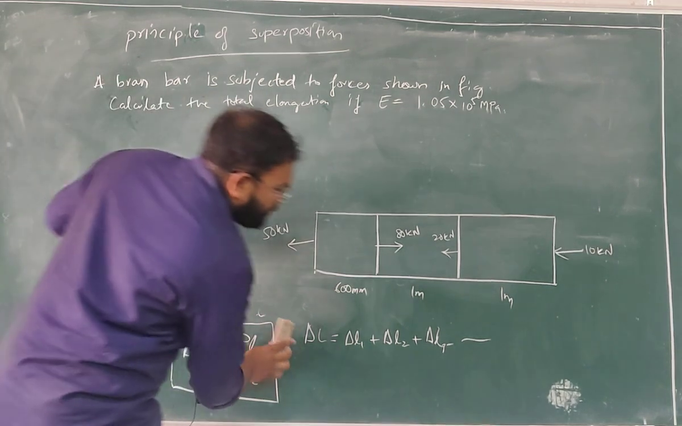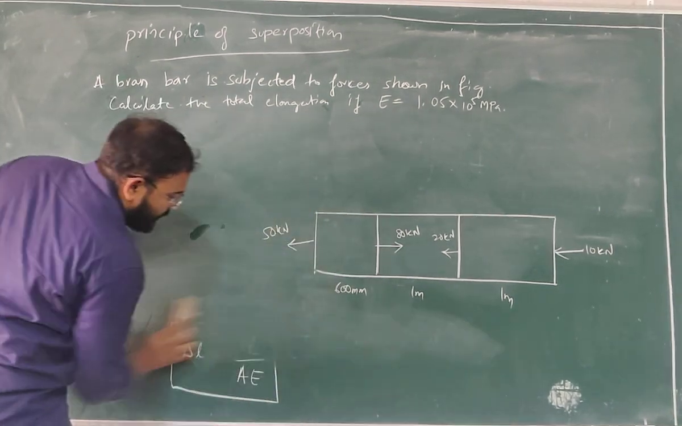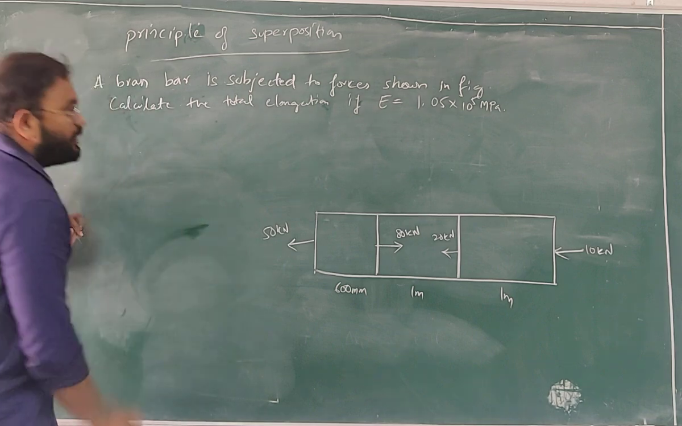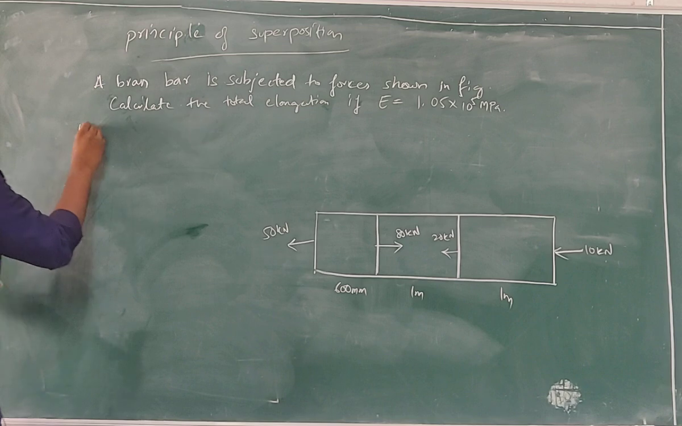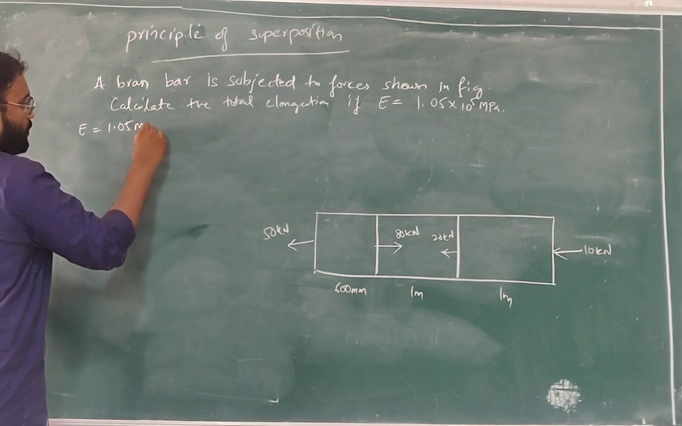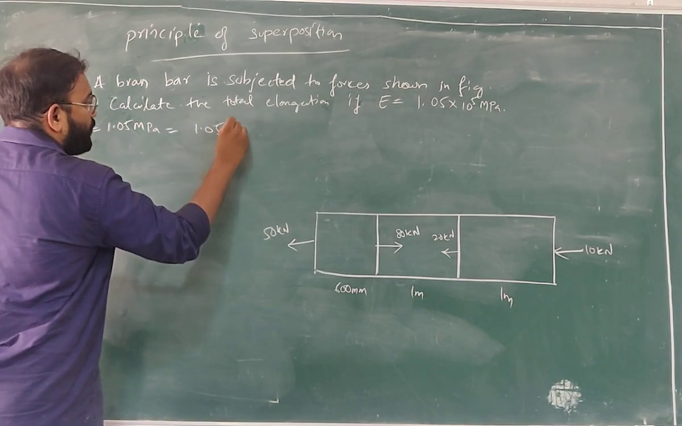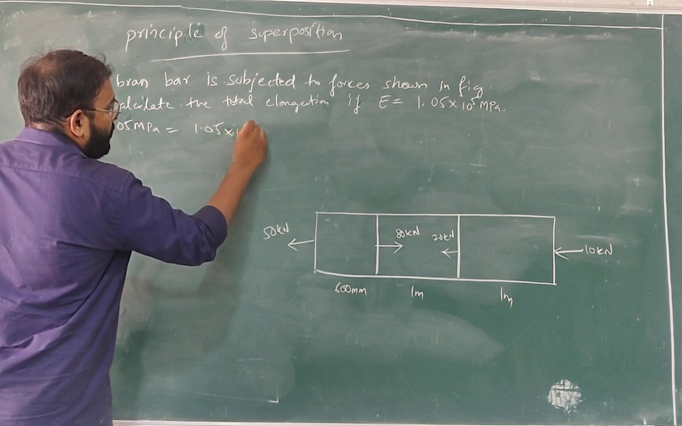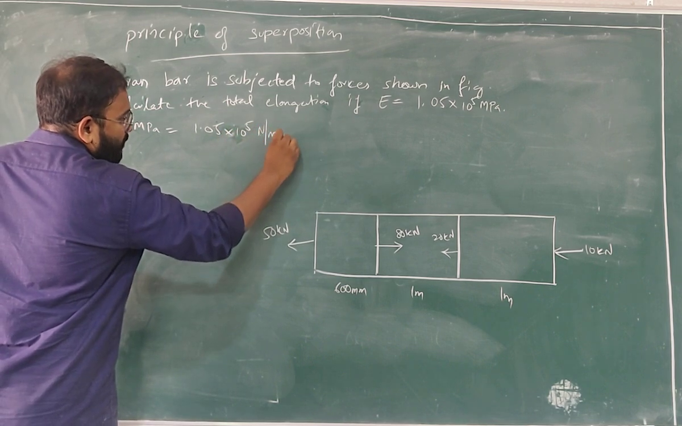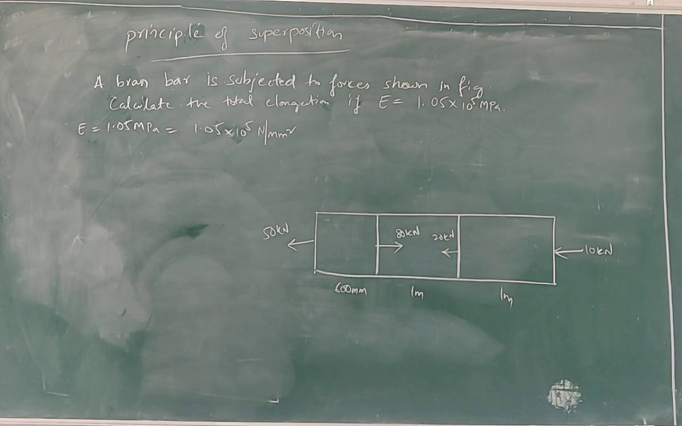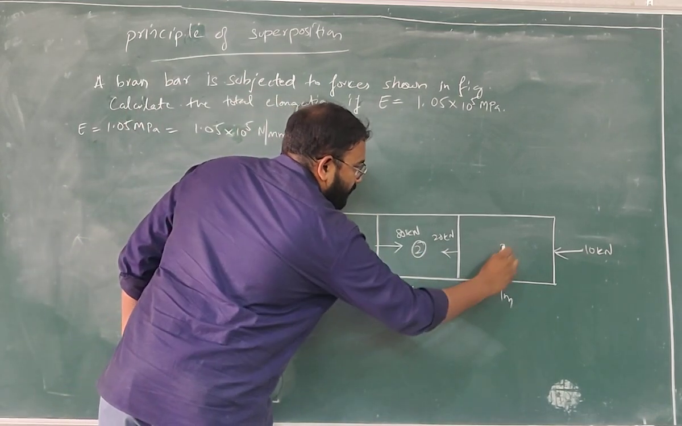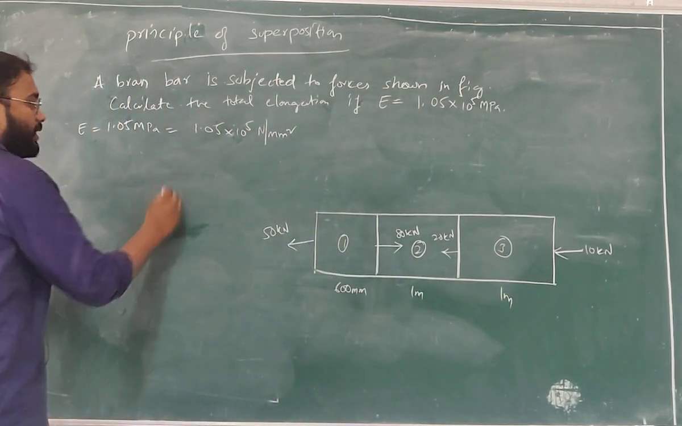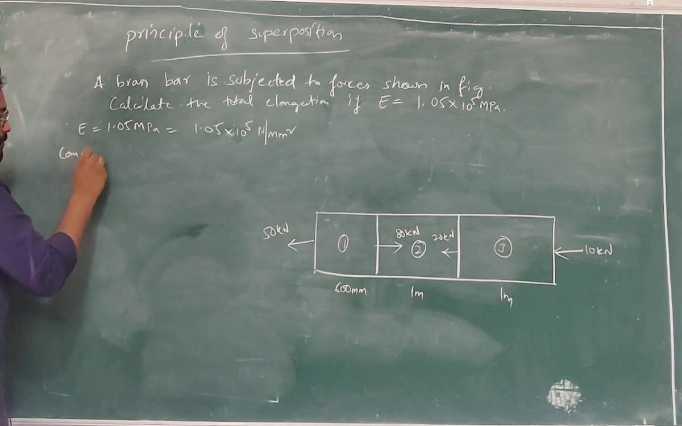Now what is given? This is a brass bar which has a Young's modulus of 1.05 times 10 power 5 megapascal. So this will be directly equal to 1.05 times 10 power 5 Newton per millimeter square, since 1 megapascal is equal to 1 Newton per millimeter square. Now we'll resolve this into three components. Let us have these three components.